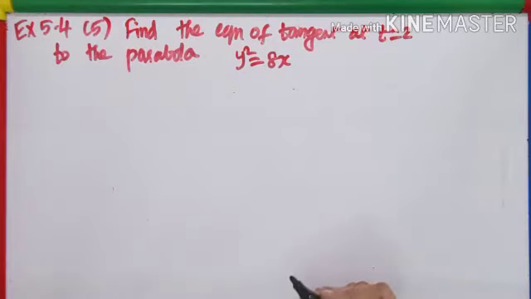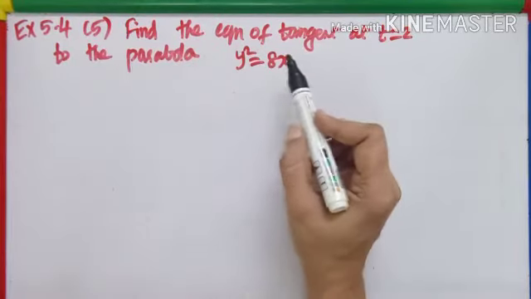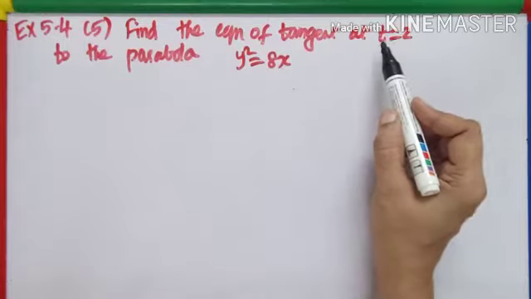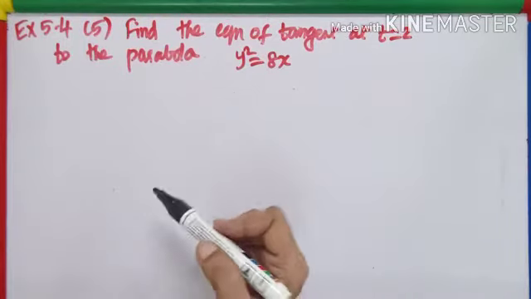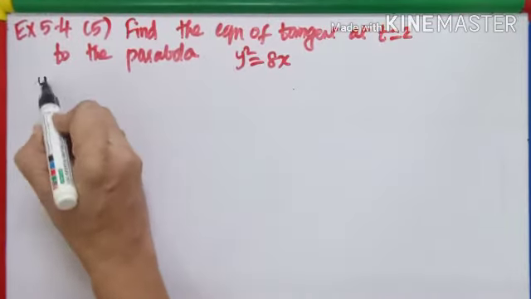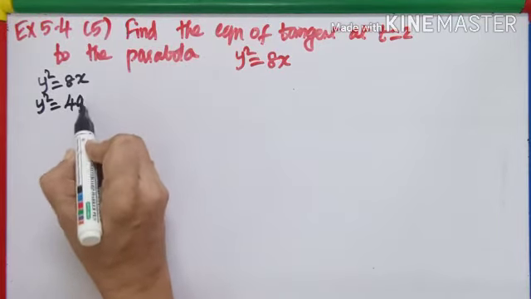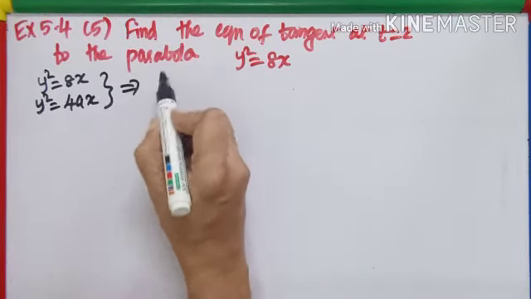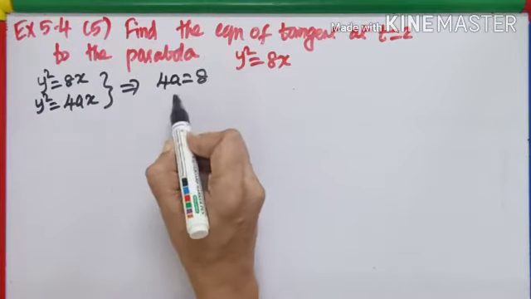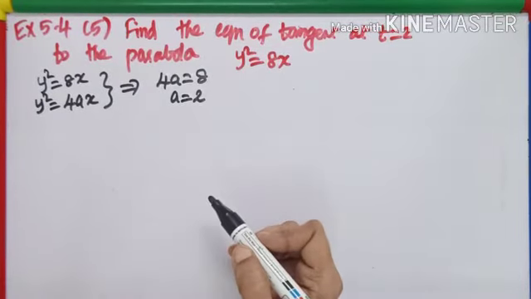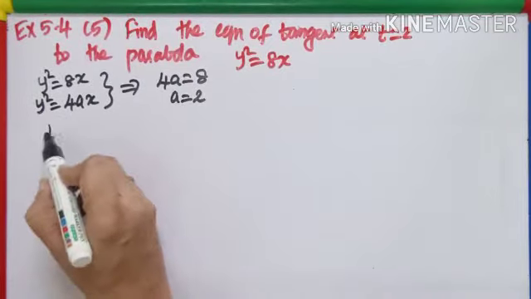Exercise 5.4, question number 5. Find the equation of tangent at t equals 2 to the parabola. Parabola equation y square equal to 8x. Compare with y square equals 4ax. 4a is 8 implies a is equal to 2. Tangent at t.